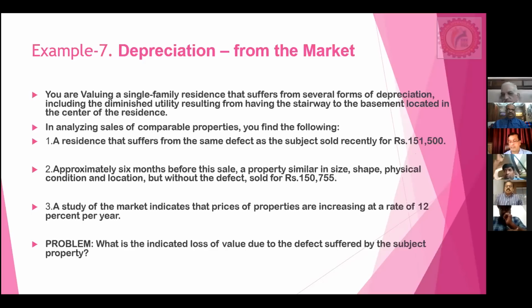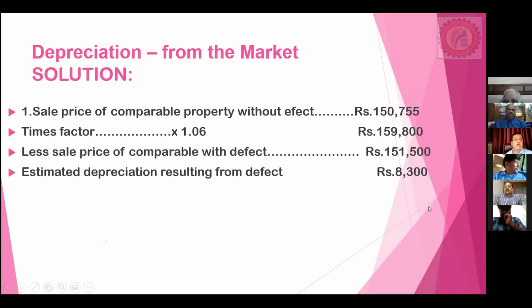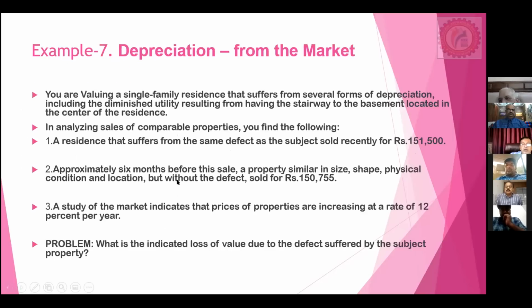Now, the data is 6 months back, you have to remember the time is 6 months. The sold property data is 1,50,500, and another approximately 6 months back, same, but without defect is 1,50,000. Now we have got the three data. Other than that, we have 12% as the increase in rate of the properties. Now how to proceed? Now the sale price of the comparable property without defect is 1,50,755. See, I think all of you have noted down because there are two slides. So again, I have to go back.